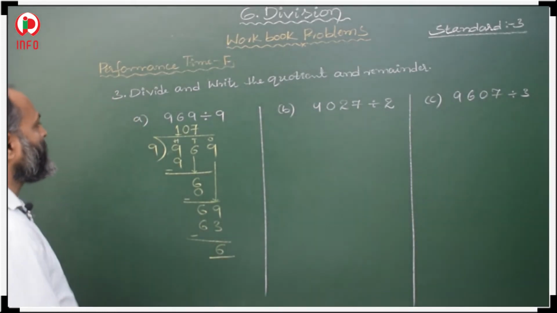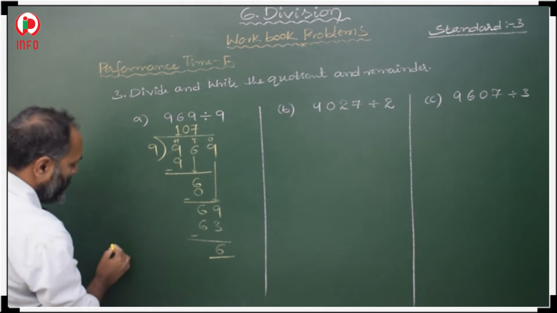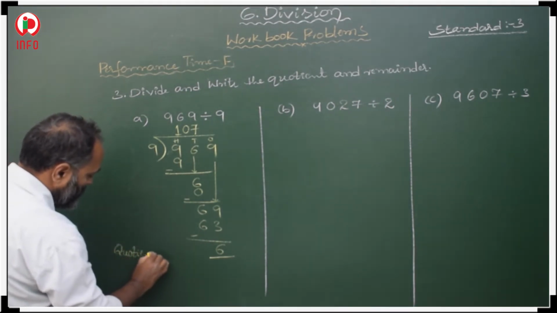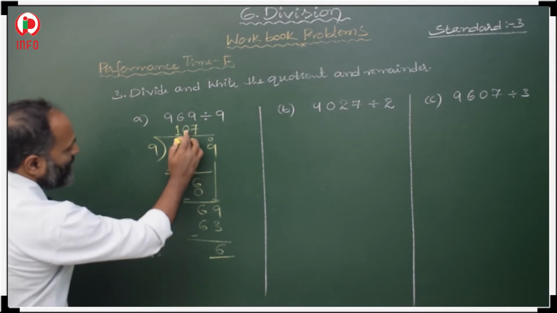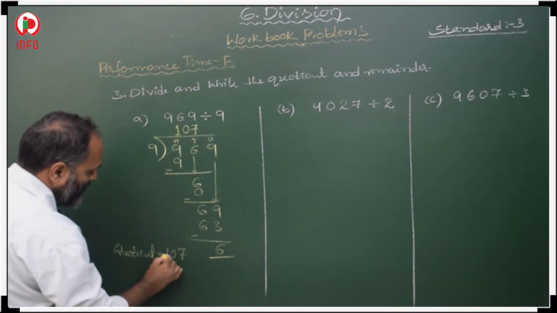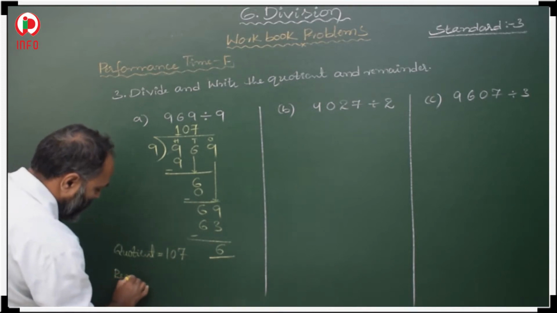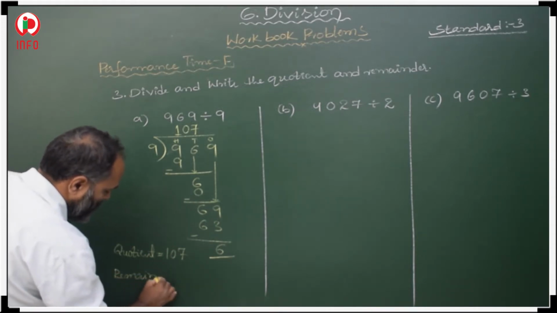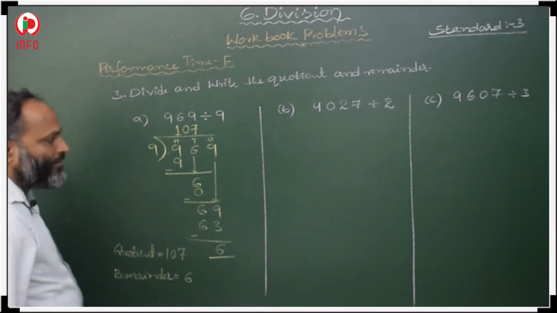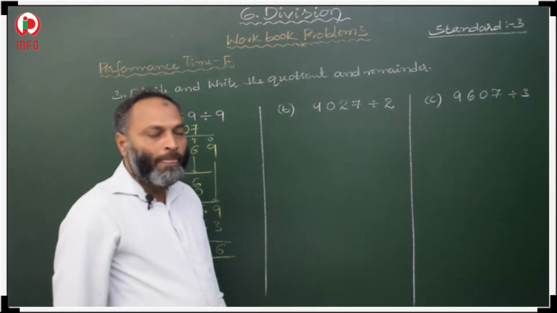So what he is asking, coefficient and remainder he is asking. What is the coefficient? This is our coefficient, 107 is your coefficient, and what is the remainder? Whatever number is left after division, that is your remainder, that is 6.